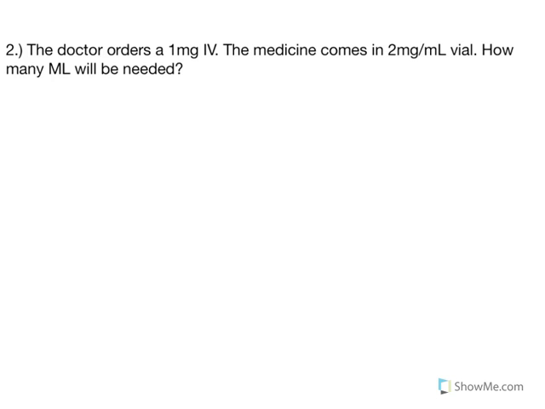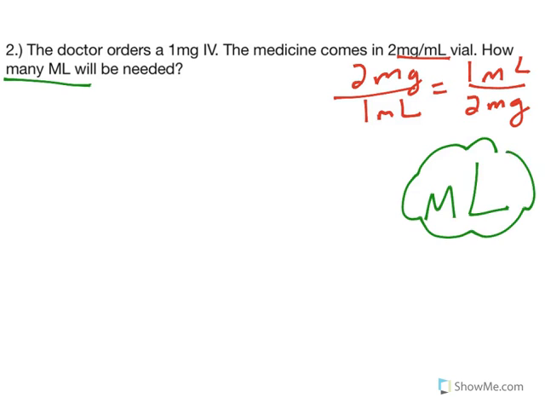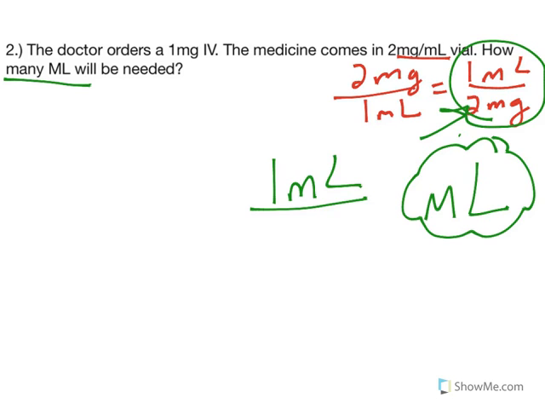Number 2. The doctor orders 1 milligram of an IV. The medicine comes in 2 milligrams per milliliter. Boom! There's an identity ratio. 2 milligrams per milliliter, right? And that could also be 1 milliliter over 2 milligrams. How many milliliters will be needed? Question, that means my final answer will be in milliliters, right? This is my goal.